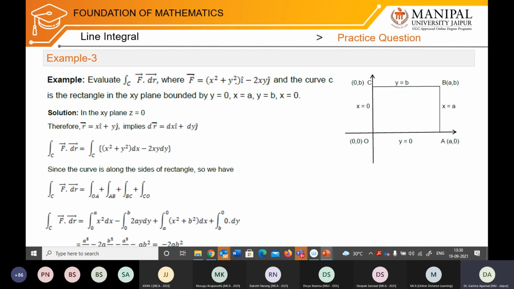Like in this example, we have this vector and the curve C is a rectangle in the xy plane bounded by y equals to 0. Y equals to 0 means this x-axis. This one is y equals to 0. Then x is equal to a. This line is x equals to a. Y equals to b and x equals to 0. X equals to 0 means y-axis. Right? This is always opposite. Y is 0 means x-axis and x is 0 means y-axis. Remember this one.